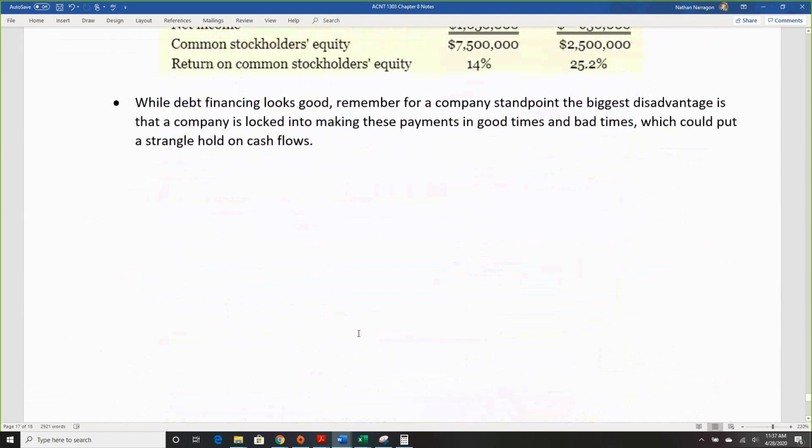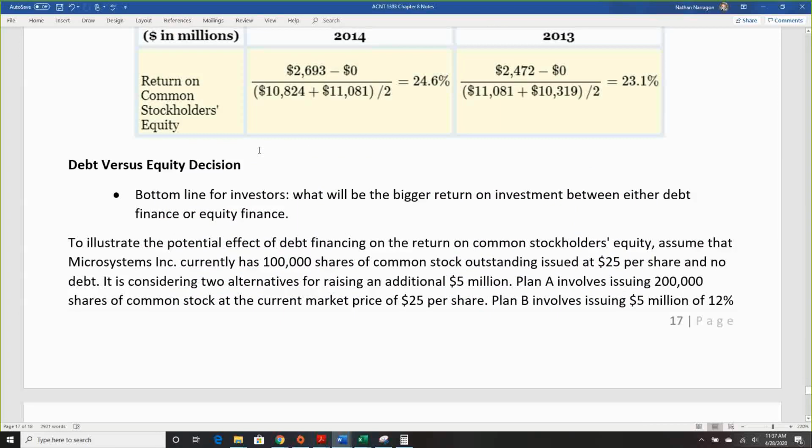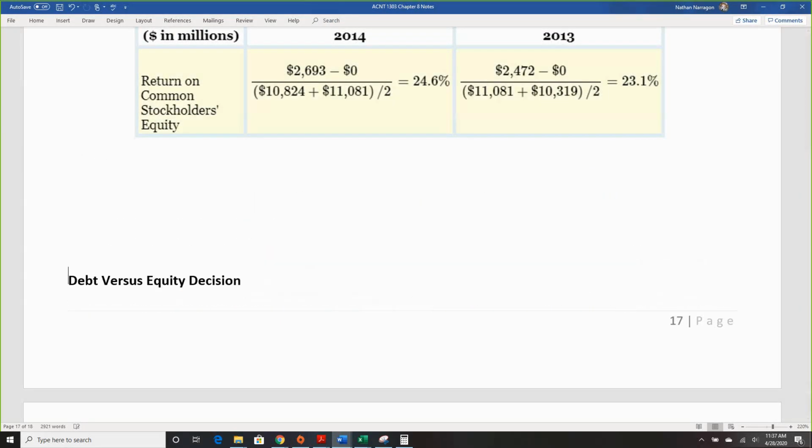The last little item, which I'm just going to put all on one page for me. There we go.